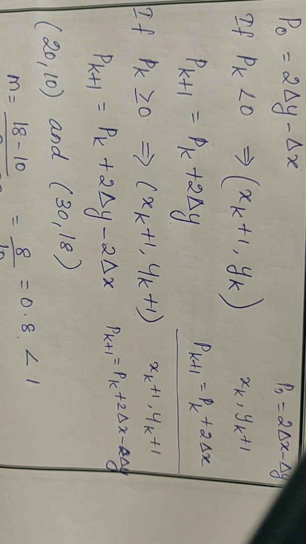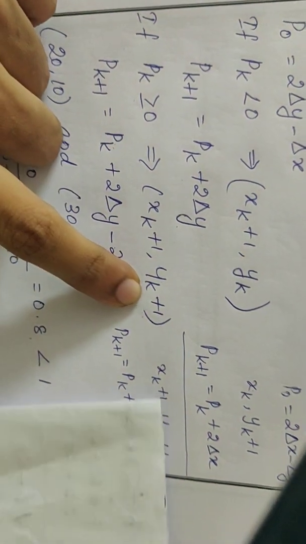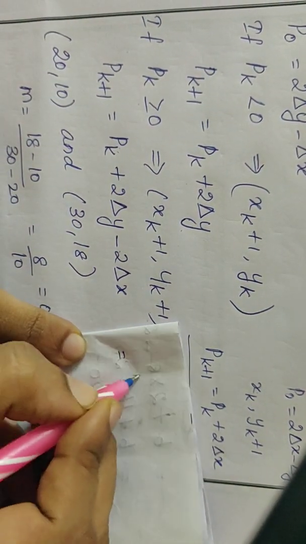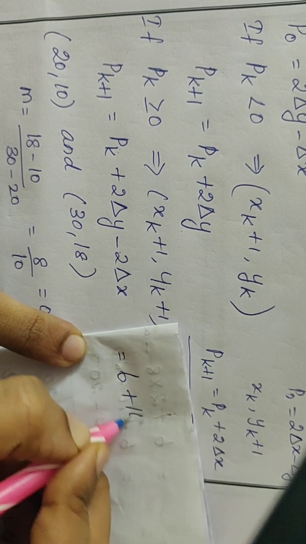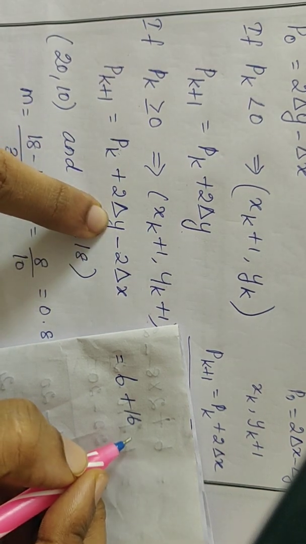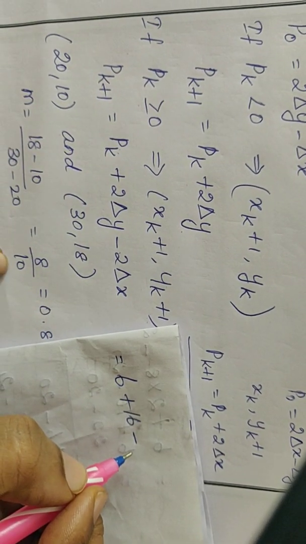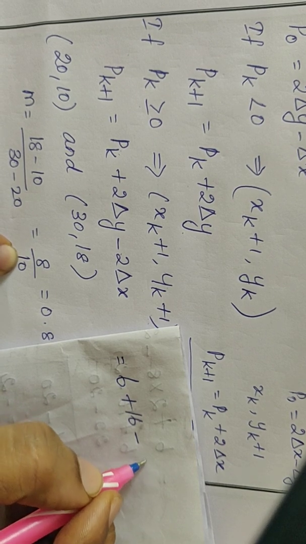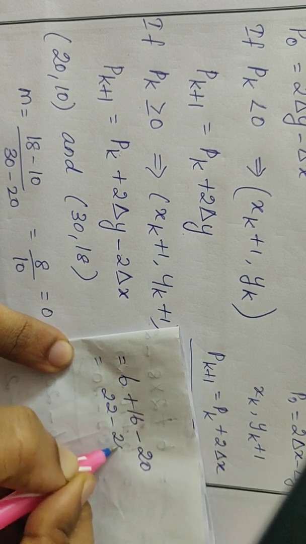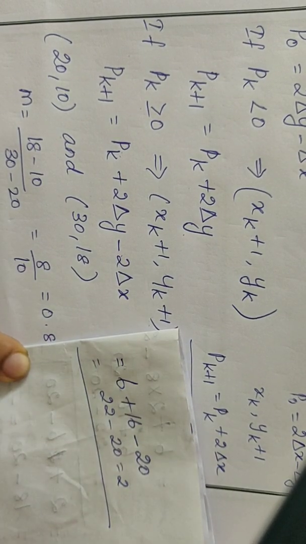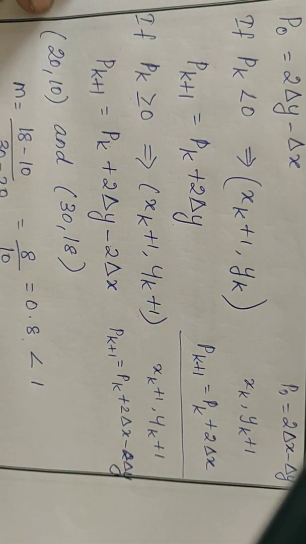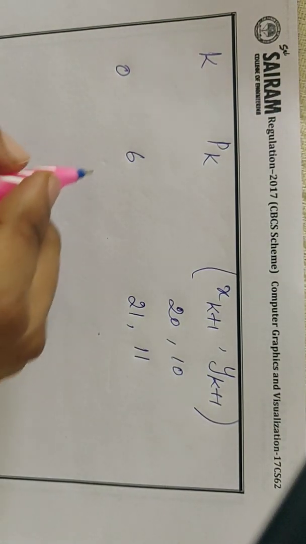Next. So here I have incremented both, so which formula do I have to use? I have to use this formula. So it will be 6 plus 16, that is delta y is 8, so 2 delta y is 16, minus delta x is 10. So it becomes 22 minus 20, which is equal to 2. So I have to use this 2 here. Where to use this 2? Here.